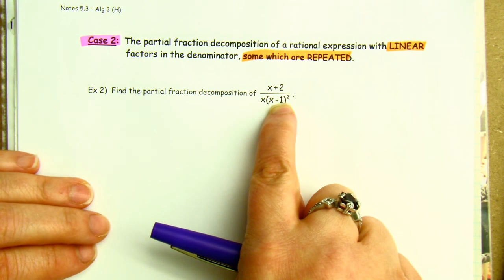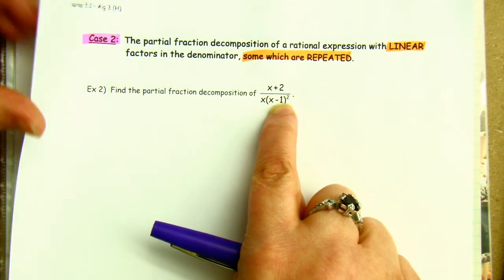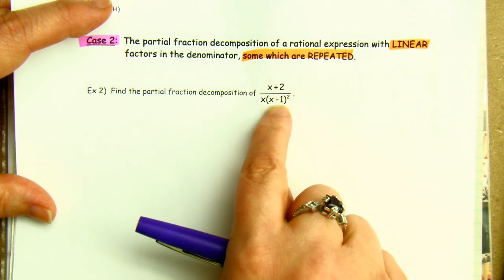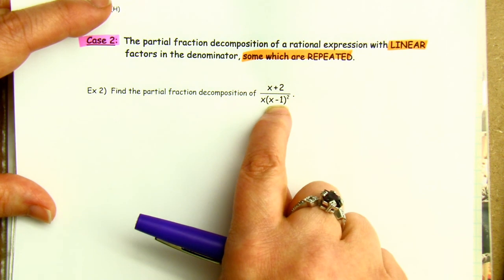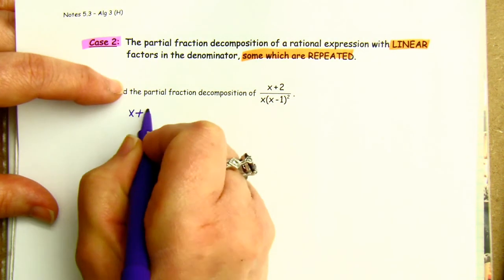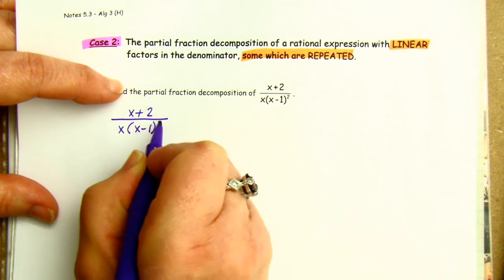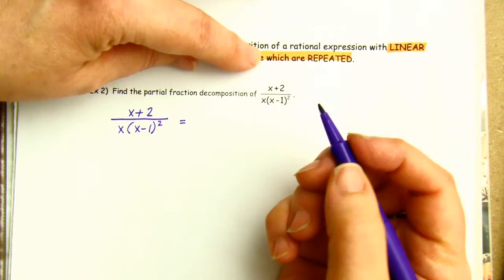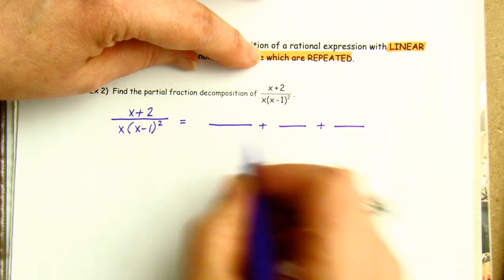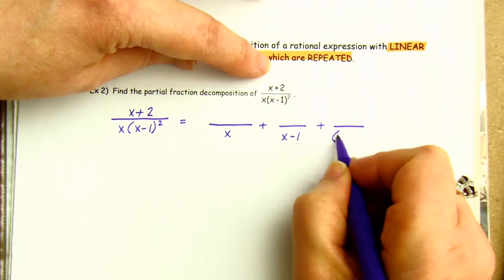Now, to set up this case, you have to be careful because we do need 3 fractions. It's not just 2 fractions here, right? We need 1 for the x, 1 for the first time x minus 1 appears, and then 1 for the squaring. So the setup, x plus 2 over x times x minus 1 quantity squared, we need 3 fractions. 1 for the x, 1 for the first x minus 1, and then 1 for the quantity squared.